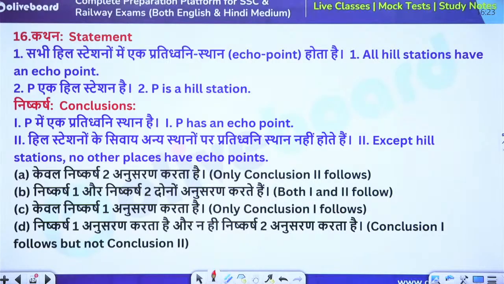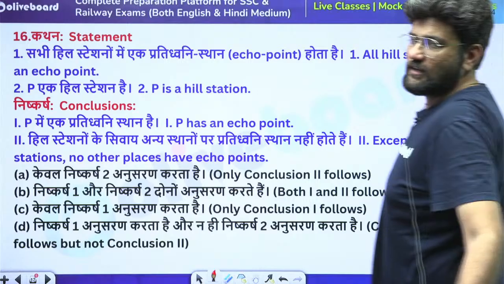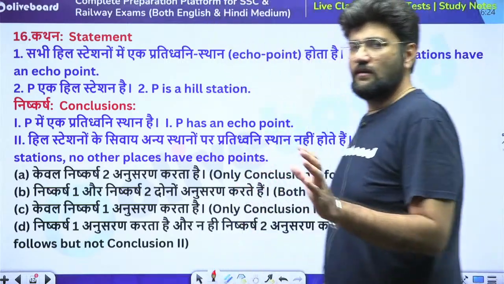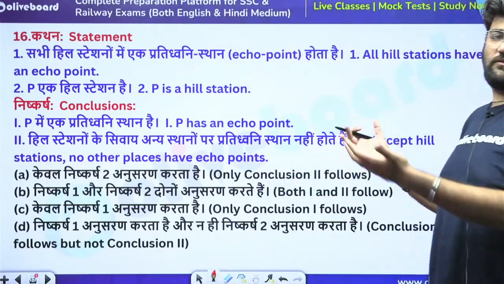Now this is a very old CGL Tier 2 previous year question. All hill stations have an echo point and P is a hill station. These are the statements given to you. We need to check for conclusions. Okay. Now these can also be solved by syllogism. These statement conclusions are also syllogism based, not exactly, but you can use syllogism to solve them.